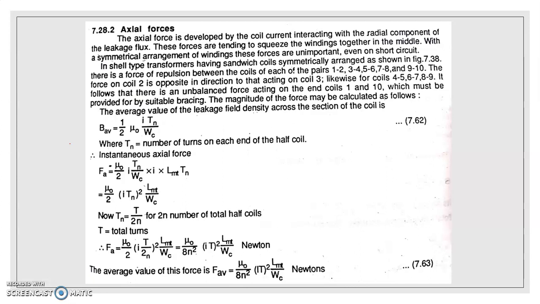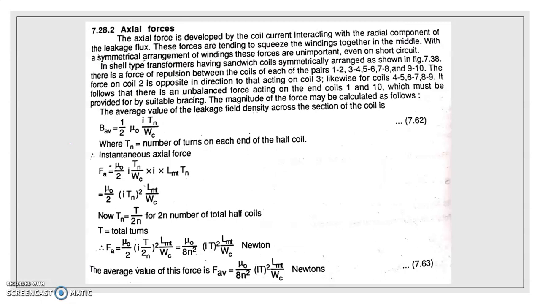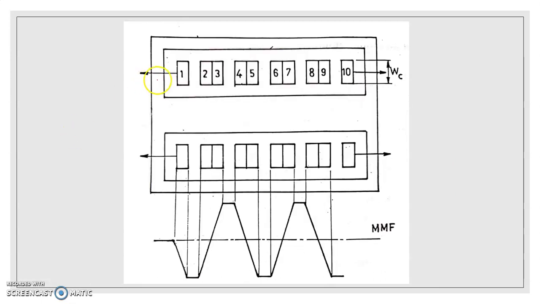And here in the figure you can observe a shell type transformer with windings of sandwich type. This is the core. This square part shows the core of the shell type transformer, and these are the coils shown here, with sandwich type winding. So it is numbered with the first coil, second coil, third coil, fourth coil, fifth coil, sixth coil, seventh coil, eighth coil, ninth coil, and 10th coil.